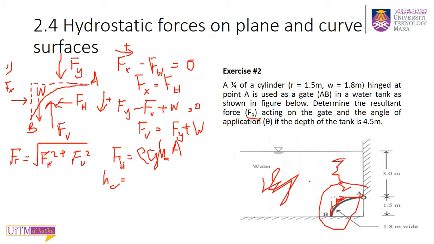3.75. 3.5. 3.75. So everyone got this? The level of water to the centroid, right? So this is half, 0.75, plus 3, so 3.75 meter. Good. Your area, what's your area?